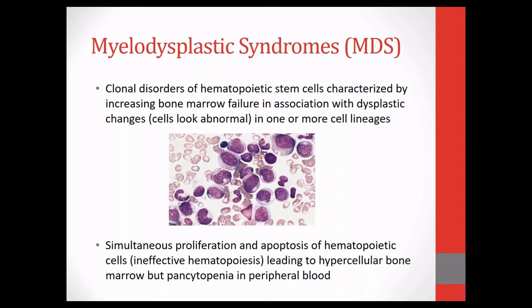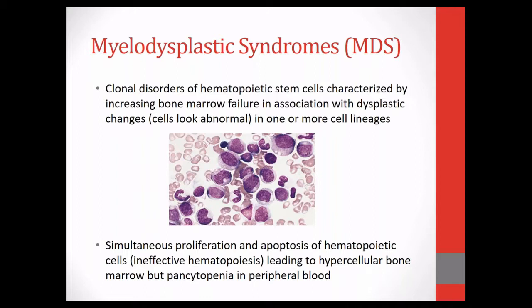So myelodysplastic syndrome, or MDS, is a stem cell disorder that causes ineffective production of our blood cells, leading to cytopenia and an increased risk of developing acute leukemia. These are characterized by an increasing bone marrow failure in association with changes in our blood cells, meaning that they look abnormal in one or more of our cell lineages, in our red cells, our white cells, or our platelets.